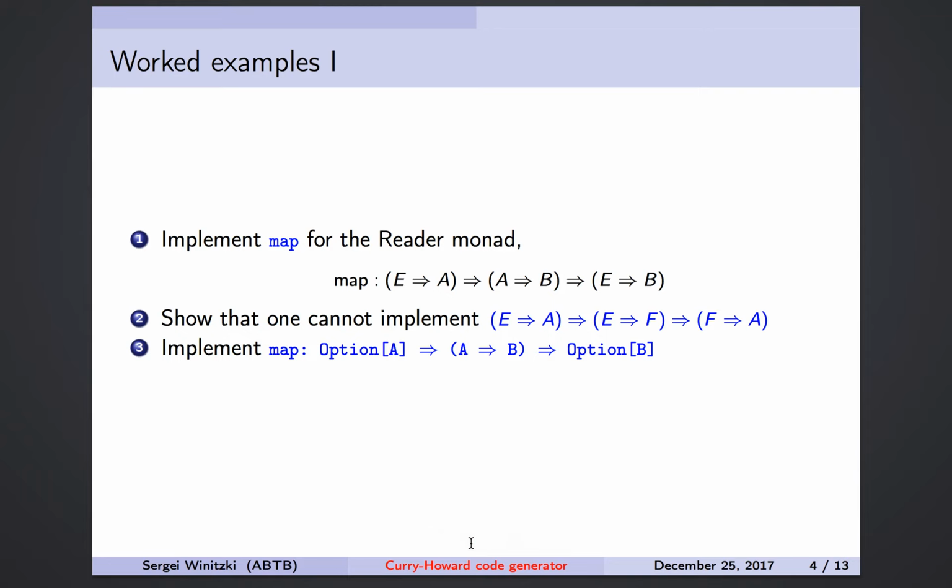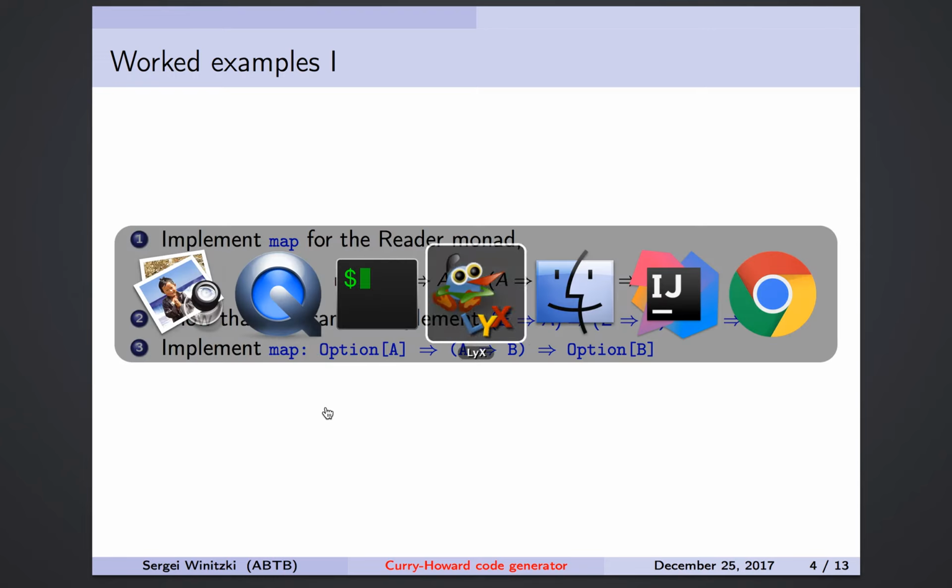But before we look at that, let us look at some examples of how we would derive functions from types just by hand. So here is an example. If you're not familiar with the reader monad, don't worry about this. But the reader monad is basically this type, and this map function treats A as a type parameter and E as a fixed parameter. So then you map A to B, and from E to A you get E to B. So how would you implement this?